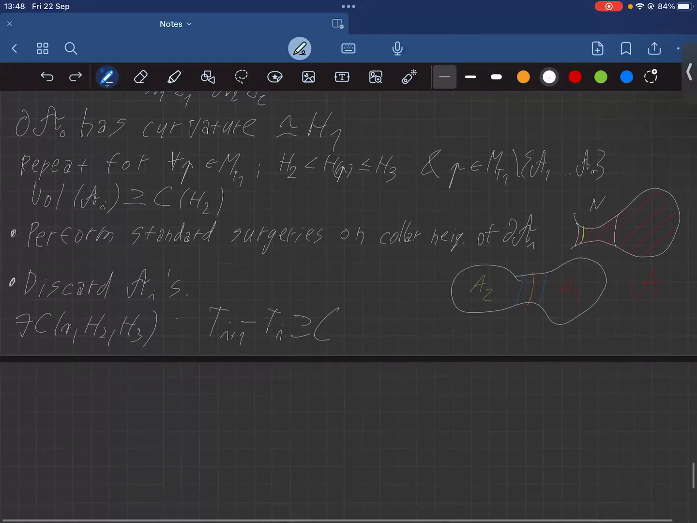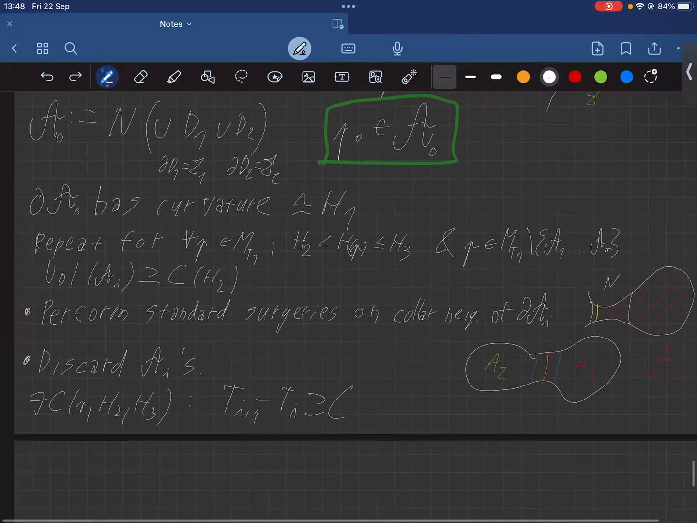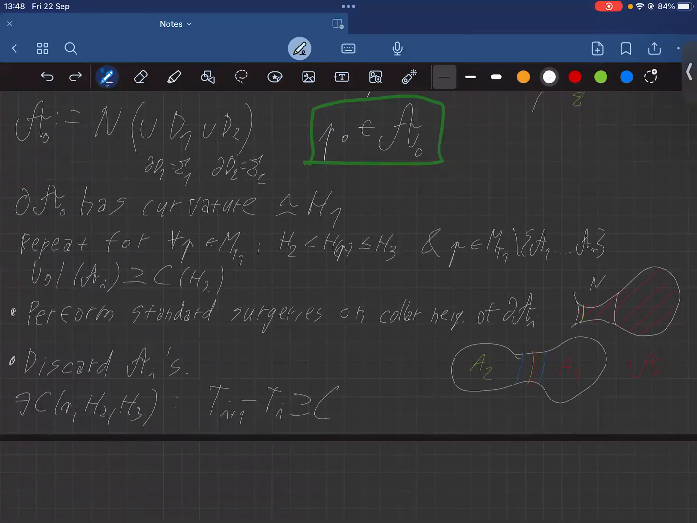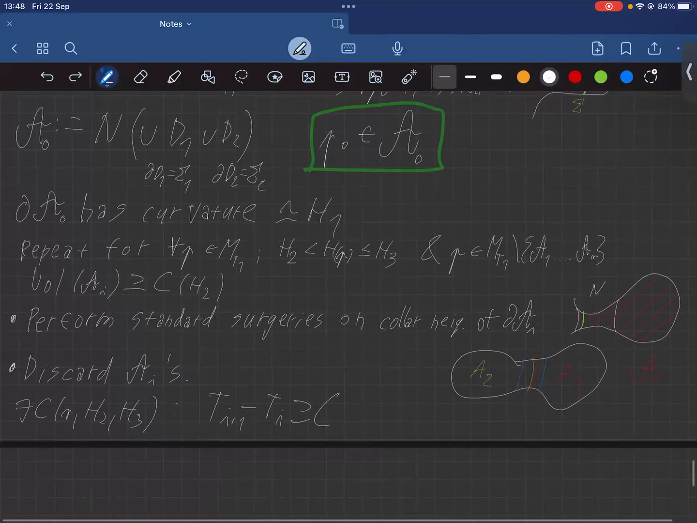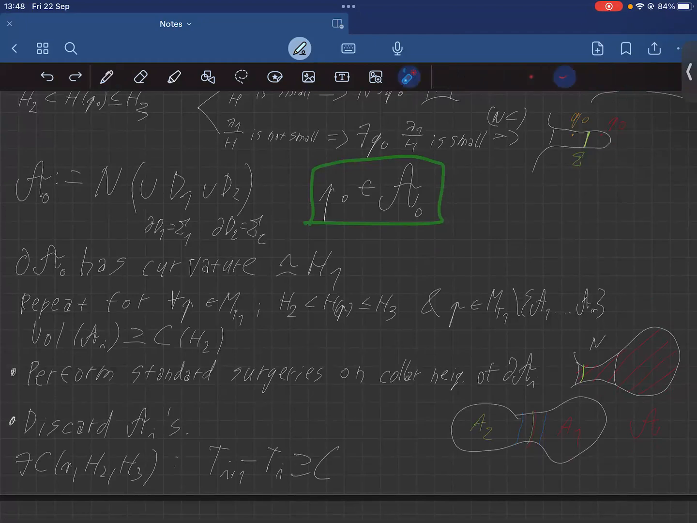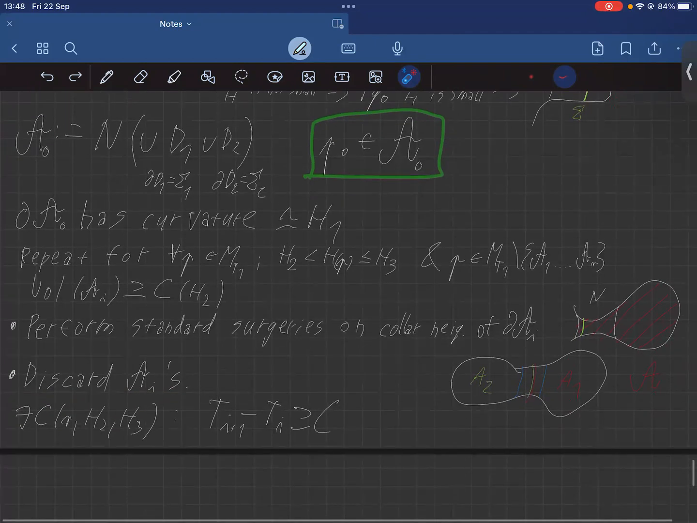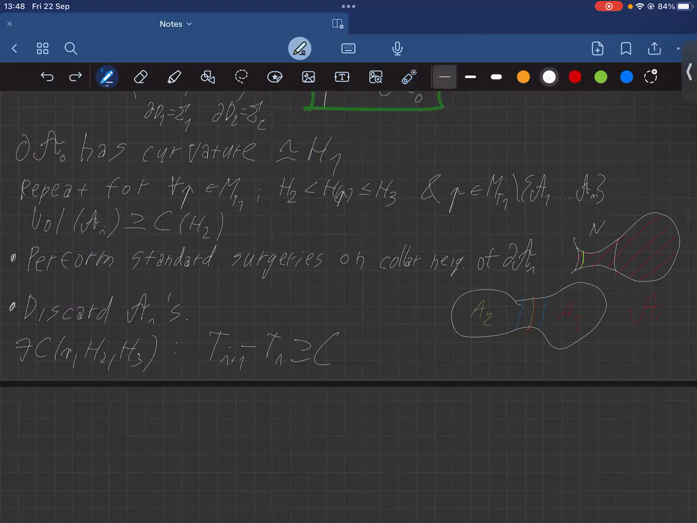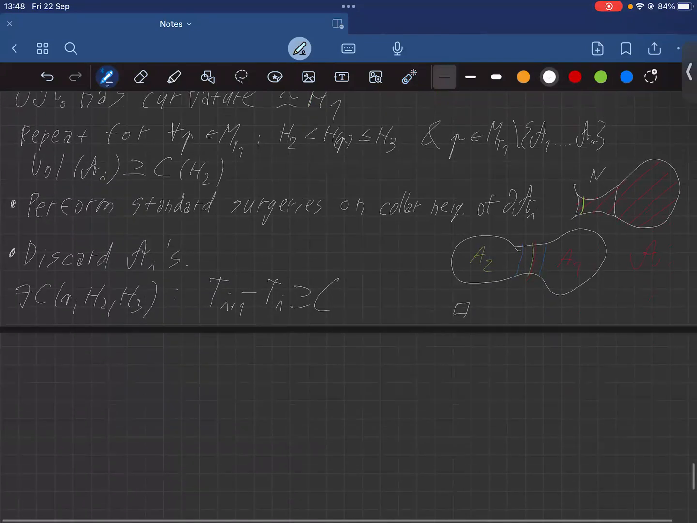So this ensures that our algorithm is going to end in finitely many steps, because whenever we are doing mean curvature flow, the volume drops. The volume is getting smaller, and also whenever we are removing some regions A_i, we are discarding the A_i, we are getting rid of some volume. So that's why the flow is going to terminate in finite time. So this is kind of the end of the proof.